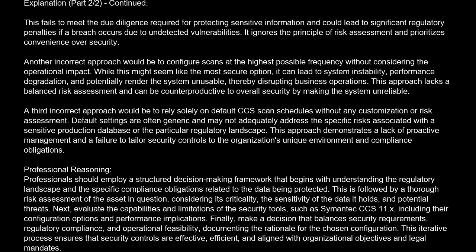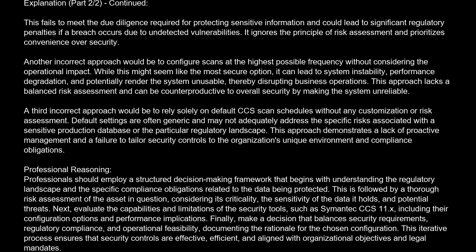While this might seem like the most secure option, it can lead to system instability, performance degradation, and potentially render the system unusable, thereby disrupting business operations. This approach lacks a balanced risk assessment and can be counterproductive to overall security by making the system unreliable.